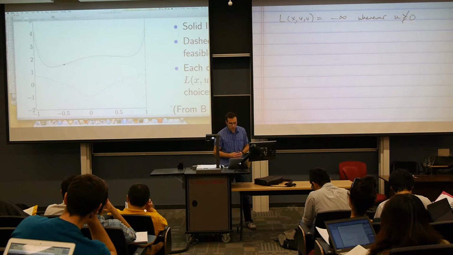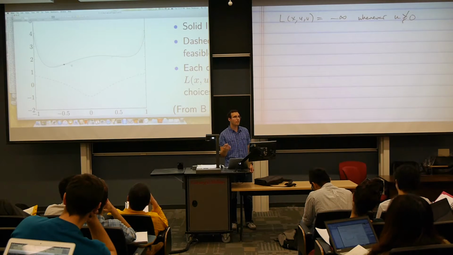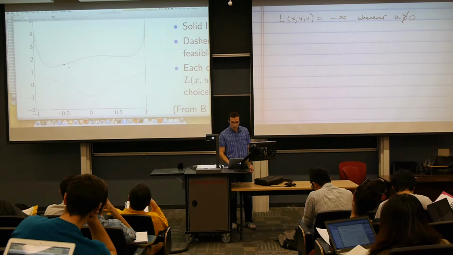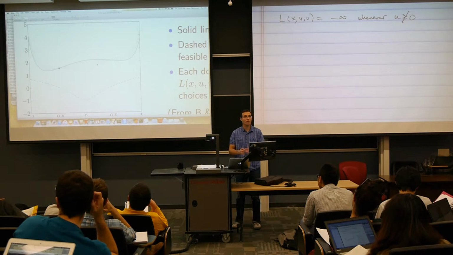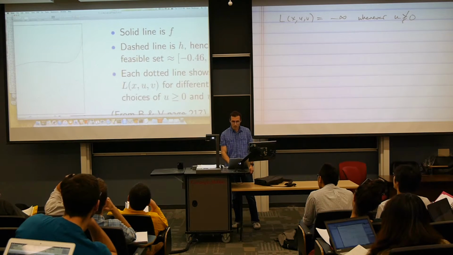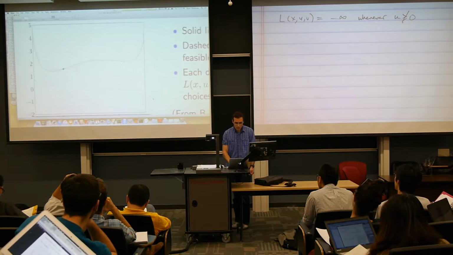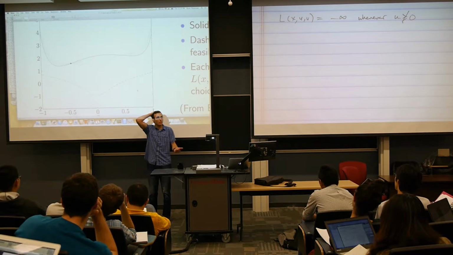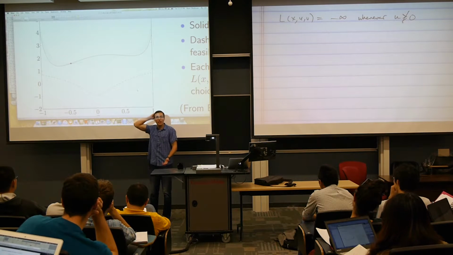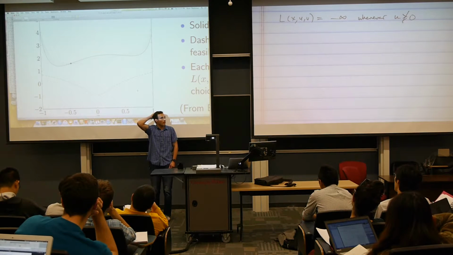That's f of x. And what I've drawn here, in each dotted line, is the Lagrangian as a function of x for a different Lagrange multiplier value, u. Each u here has to be bigger than or equal to 0 because we have an inequality constraint. And what is the claim? The claim is that no matter which dotted line I look at, no matter what the value of the dual variable u is, that function I formed is always a lower bound on f of x over the feasible region. And that's certainly true.